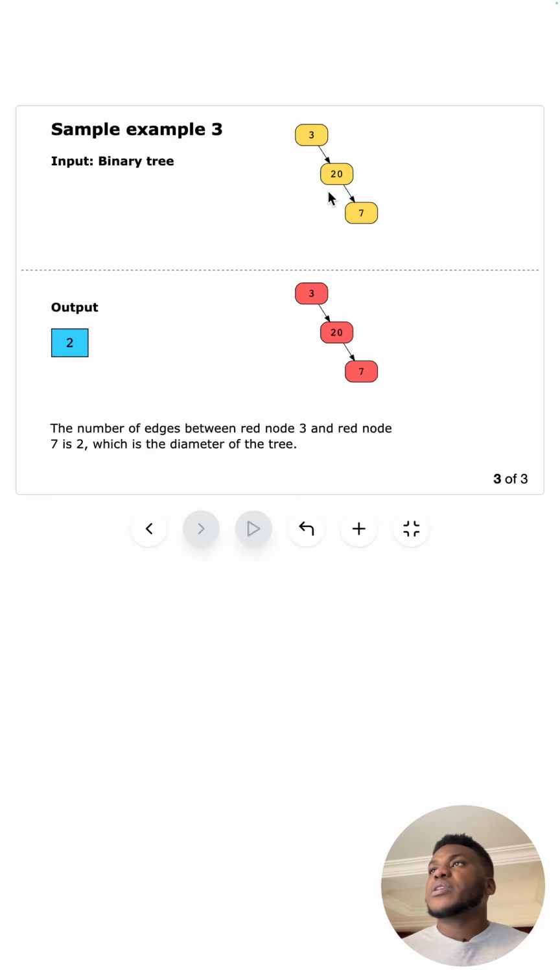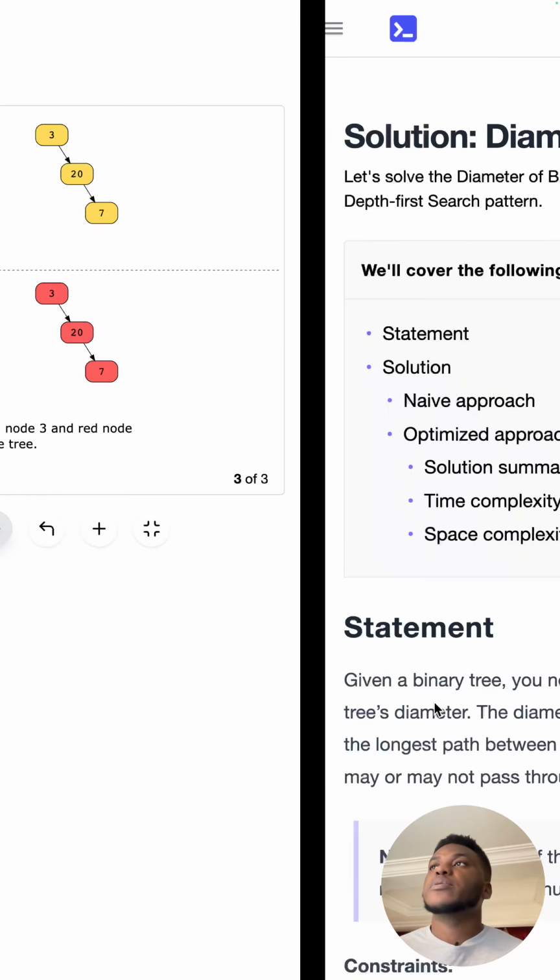And one more example. In this case, the longest path between any two nodes is the straight path, so all in red. 2 edges, count, return 2.